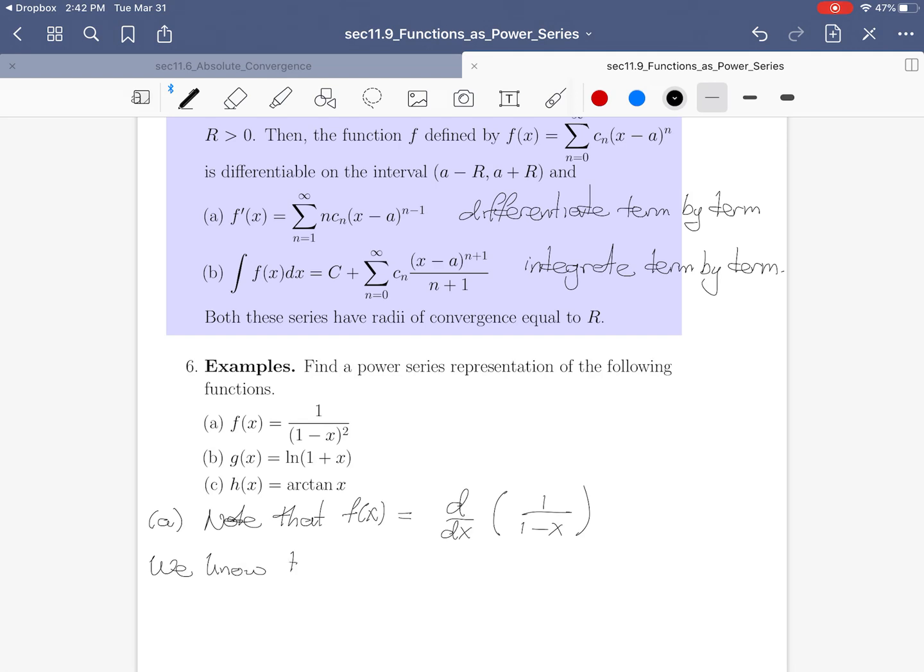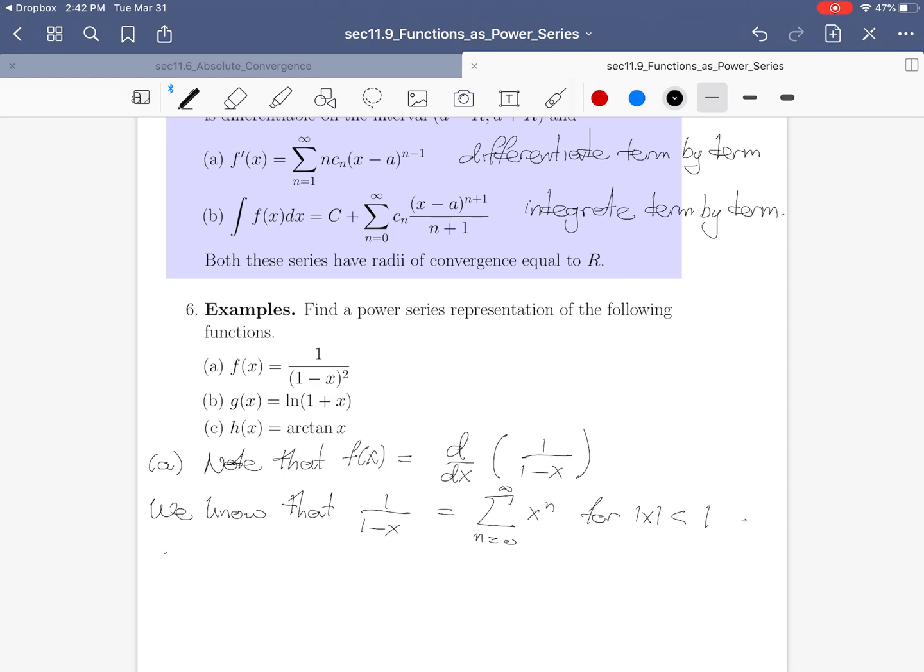So we know that 1 over 1 minus x is equal to the sum from n equals 0 to infinity of x to the n for the absolute value of x less than 1. So therefore, using part A of the above theorem, the power series representation of f of x can be obtained by just differentiating term by term this power series here. So this gives us n times x to the n minus 1. And this holds for absolute value of x less than 1.